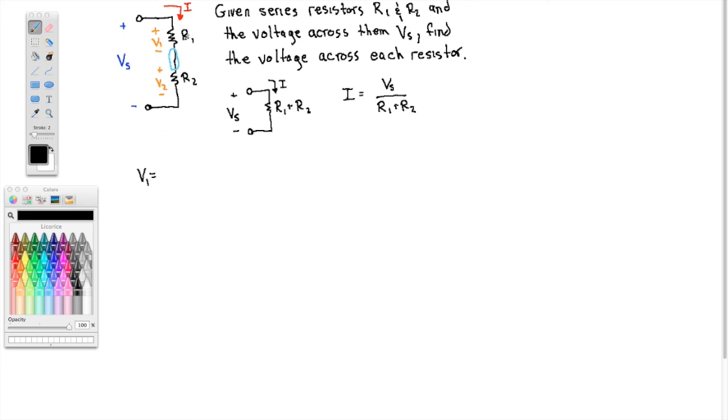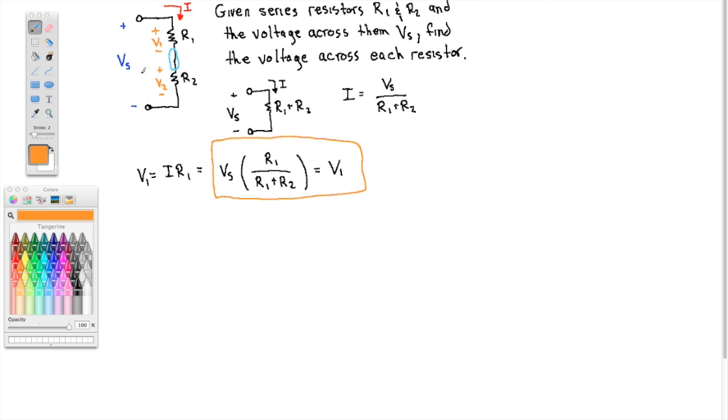Okay. The voltage across a resistor is the current through the resistor, I, times the resistance. So this is I times R1. But we know what that current is. The current is Vs over R1 plus R2. Okay, and I'll just explicitly show that that's V1 again. And here is our result. A beautiful result here.